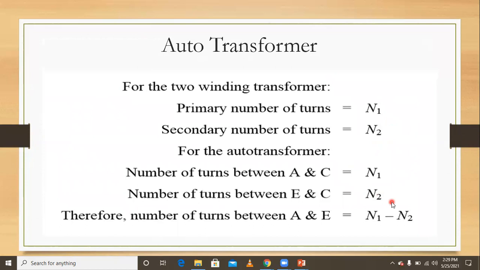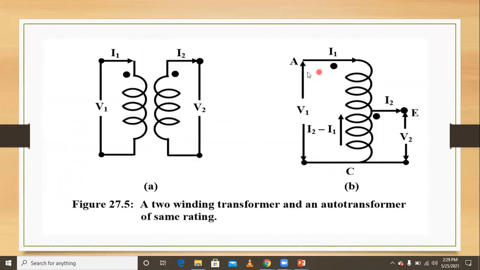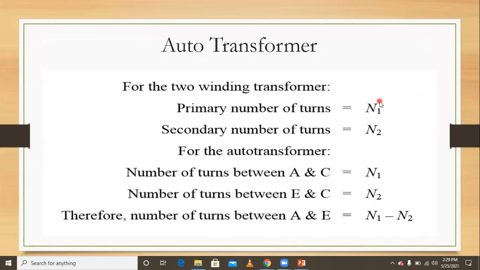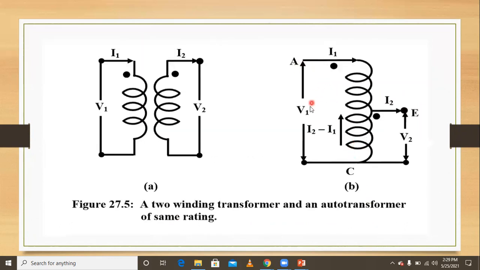So between A and C the number of turns is N1, and between E and C the number of turns is N2. The portion between E and C is called the common portion of the winding, and the portion between A and E is called the uncommon portion. The number of turns in the uncommon portion between A and E is N1 minus N2, since A and C have a total of N1 turns and E and C have N2 turns.